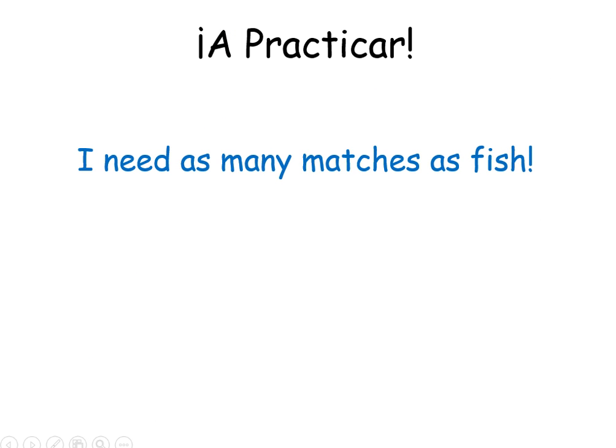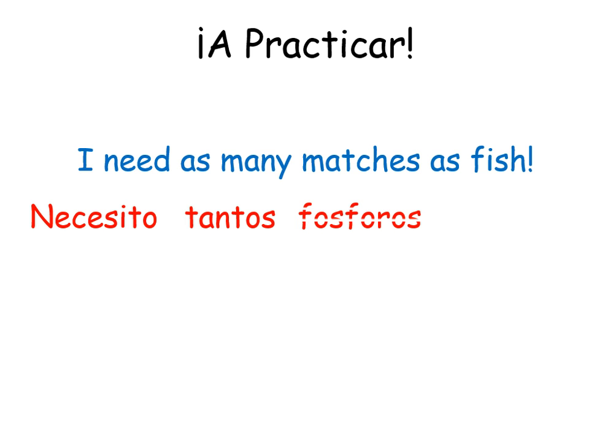So for example, if I wanted to say, I need as many matches as fish, which is a weird sentence, but it's practicing the grammar, so we'll go with it. Yo necesito matches, which is fósforos. So I need to use my tanto, tanta, tantos, tantas. Oh, tantos, because it's fósforos. Tantos fósforos como peces, as fish.